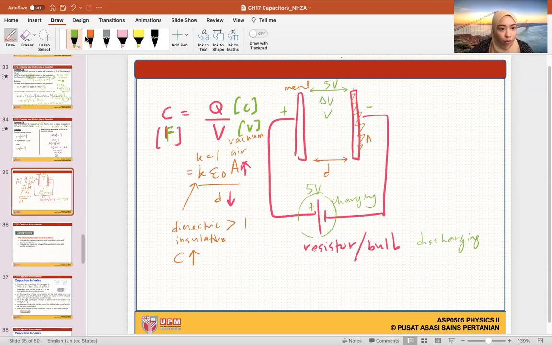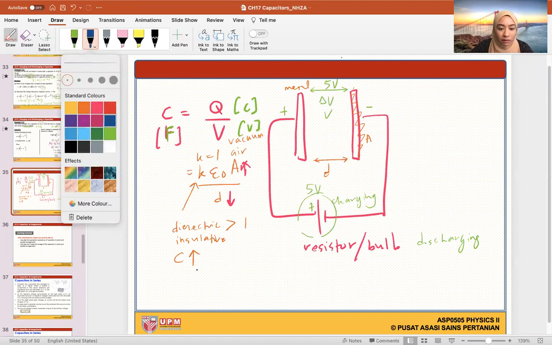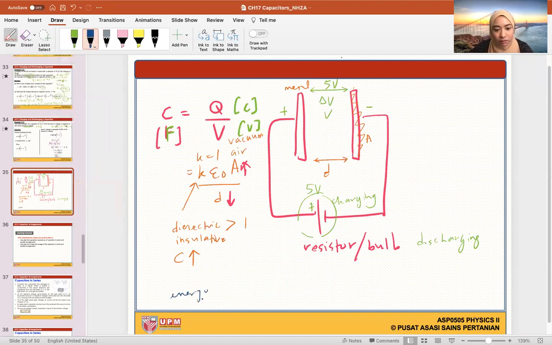Okay, so energy stored in a capacitor. Let me use a different color. So energy. So A. Hello. Cooperate with me, please.